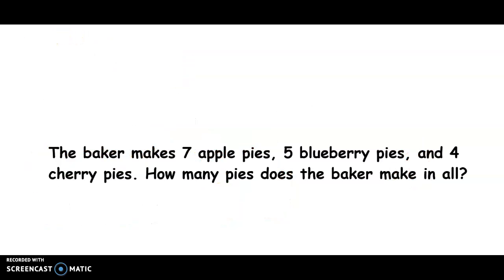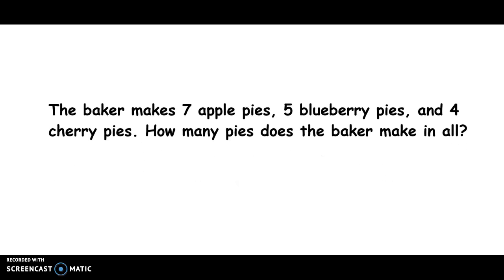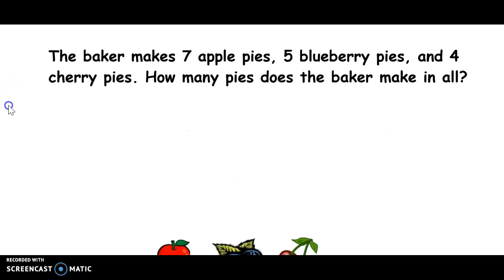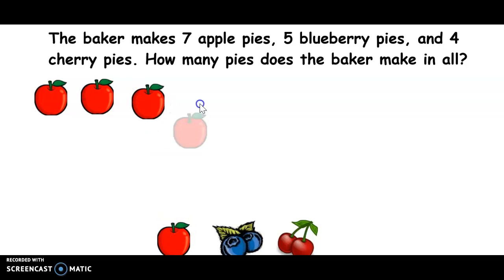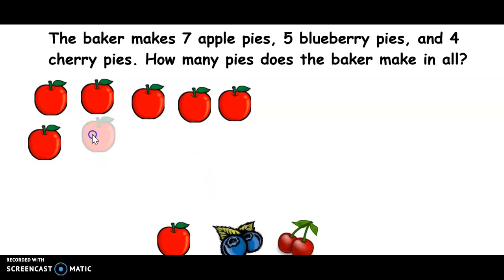All right, let's do another one. The baker made 7 apple pies, 5 blueberry pies, and 4 cherry pies. What a busy baker. How many pies does the baker make in all? Okay, let's figure this out. We're going to do 7 apple pies. 3, 4, 5, 6, 7, 5 blueberry pies.